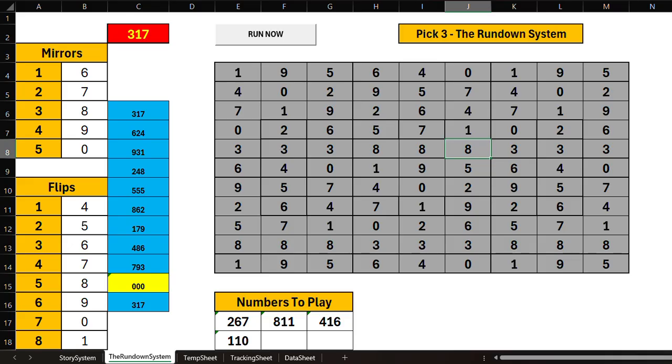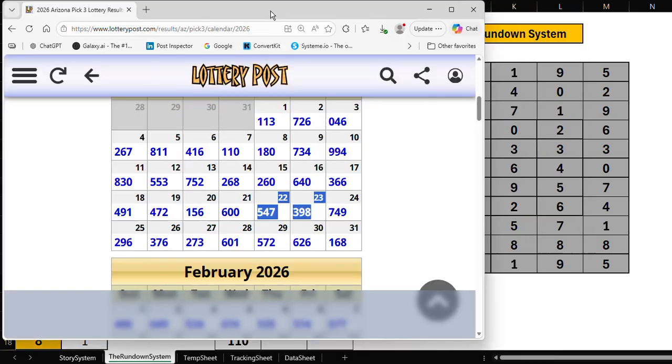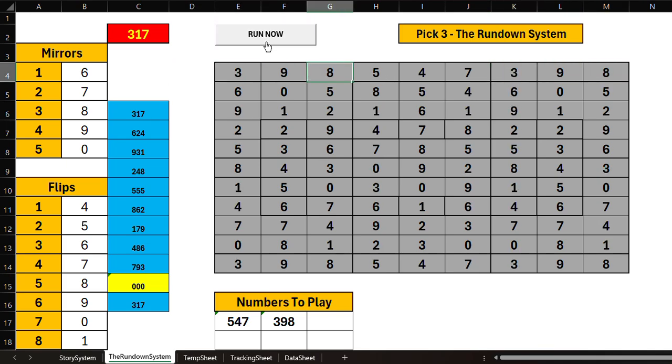So let's see. Let's try a different number. Let's try the 22nd to the 23rd. 547 goes to 398. 547, 398. Okay, so now.